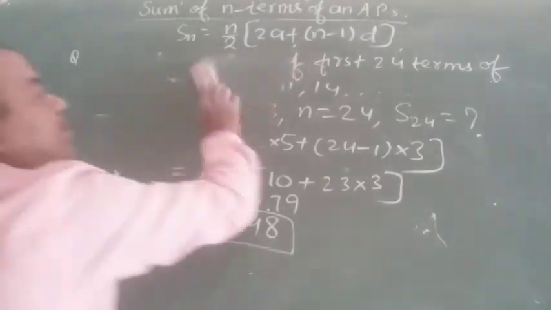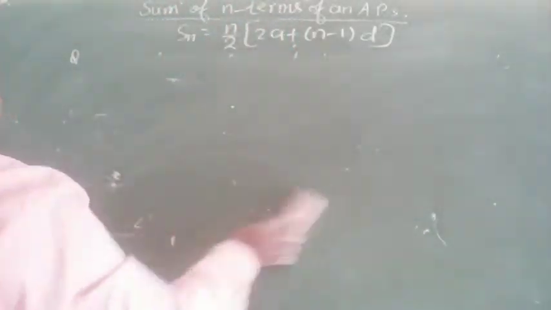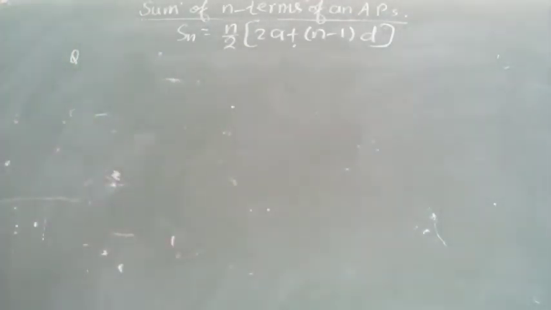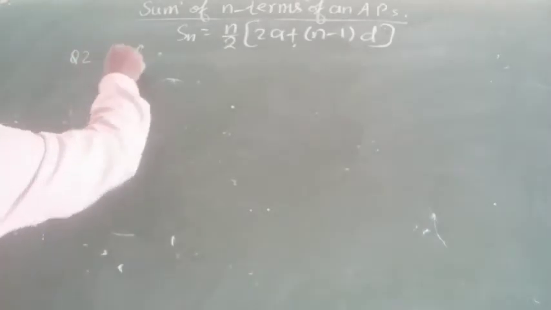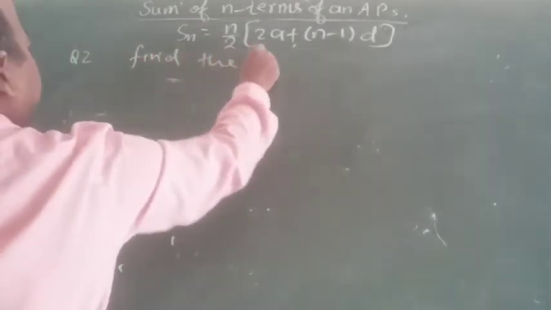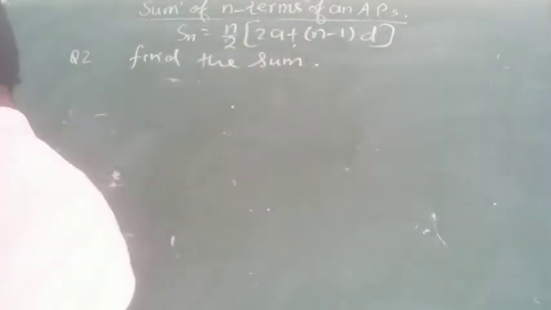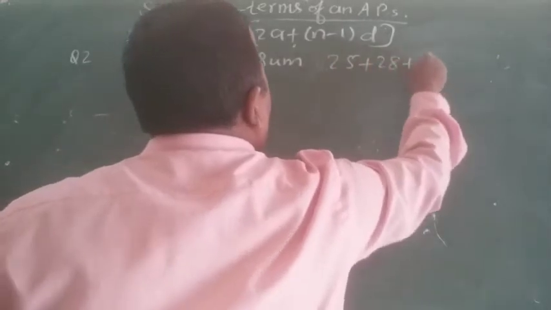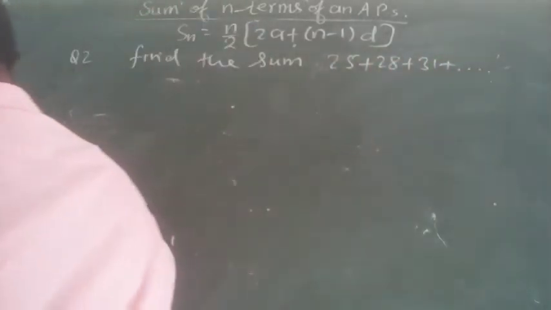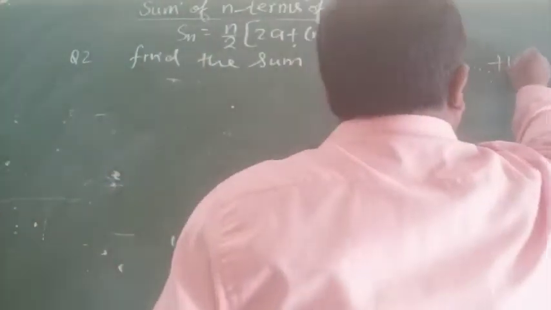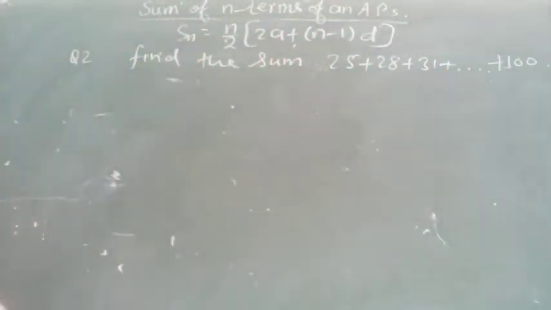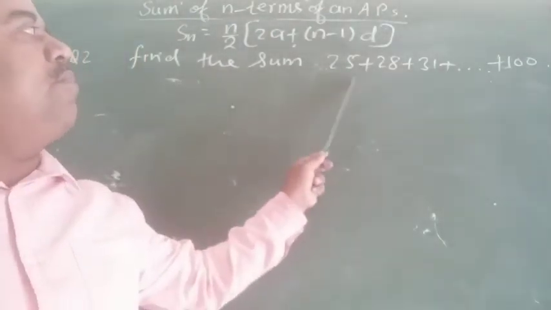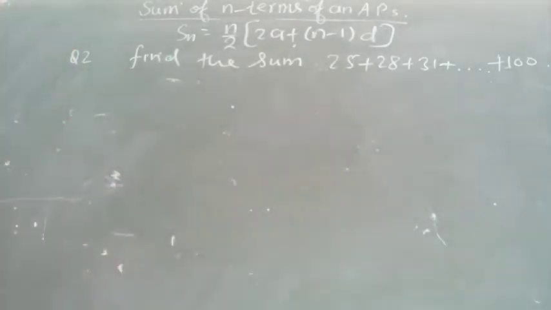Next question. Find the sum of 25, 28, 31, and so on, till 100. Okay, 100 is the last term, 25 is the first term, and the difference between the terms is the common difference.